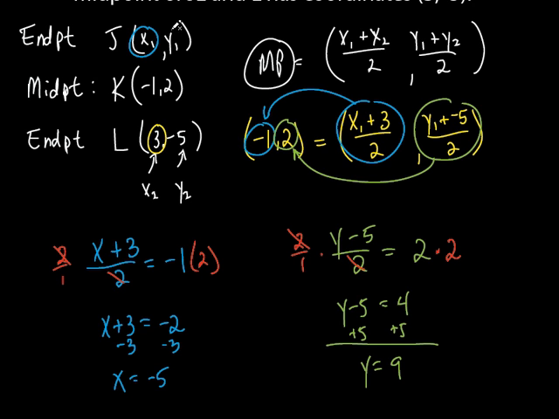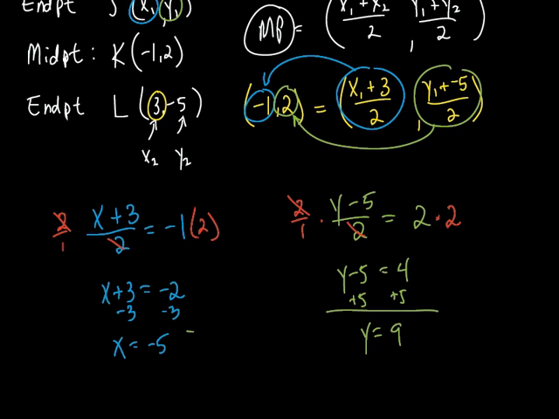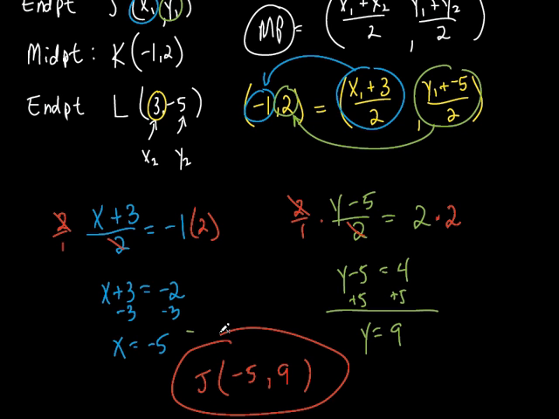So look at what I just found. I just found the y. So I've got -5 for the x, and I've got 9 for the y. So my final answer, I'm almost done. My final answer is the endpoint, and it's -5, 9. And that would be point J, and that's what they want you to find.